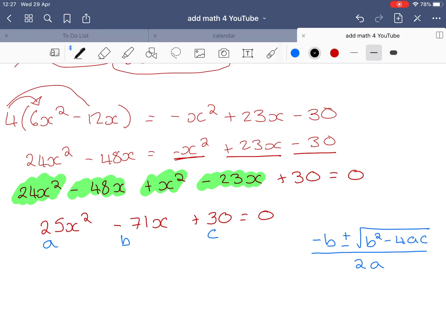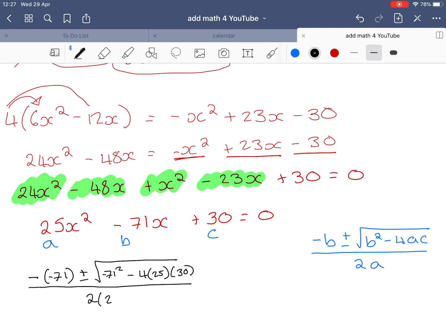So you're going to have minus minus 71, which is just, I'll write minus minus 71, plus or minus the square root of minus 71 squared, minus 4 lots of 25 times 30, all over 2 lots of 25.